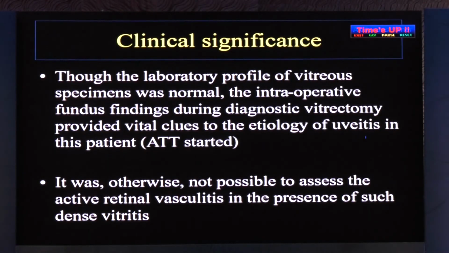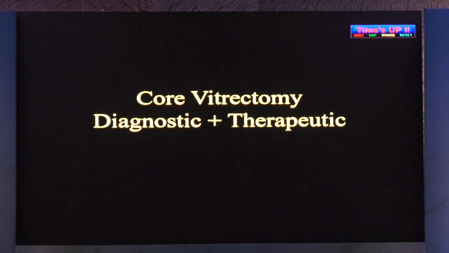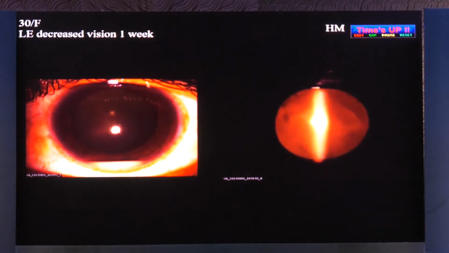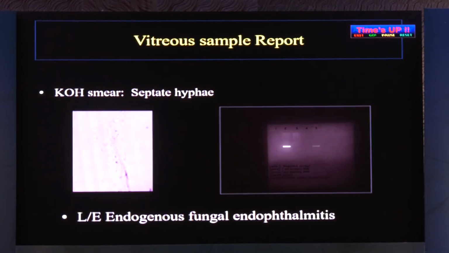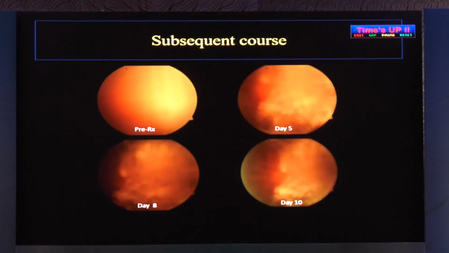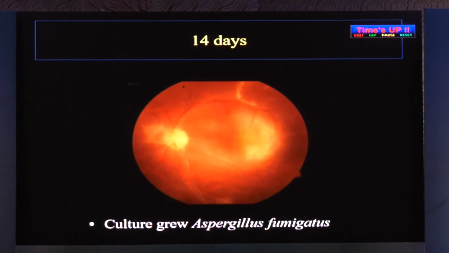So this case tells us that diagnostic vitrectomy not only helps you for the diagnostic tests, but tells you about certain intra-op findings which give you an important clue towards the etiology of the condition. So core vitrectomy, diagnostic and therapeutic, is of course indicated in endogenous endophthalmitis, where you can have septate hyphae demonstrating a fungal infection. So this is how it helps. Just a core vitrectomy, the exudates start resolving once you debulk the vitreous, and this is the complete resolution at 11 days. The culture also grew Aspergillus.